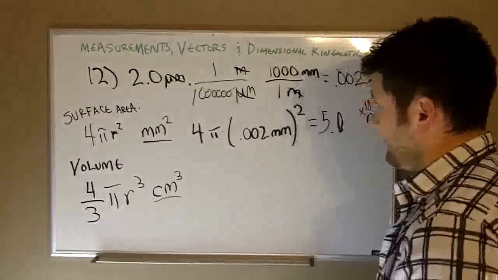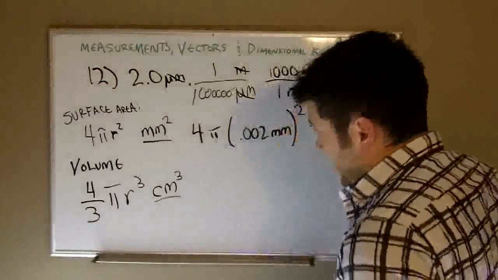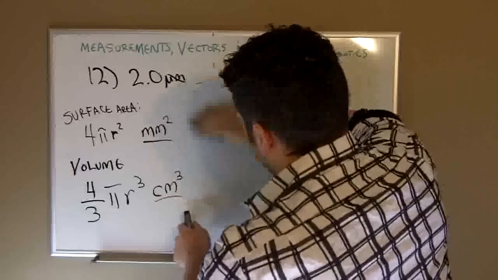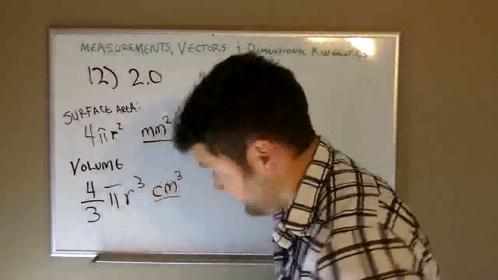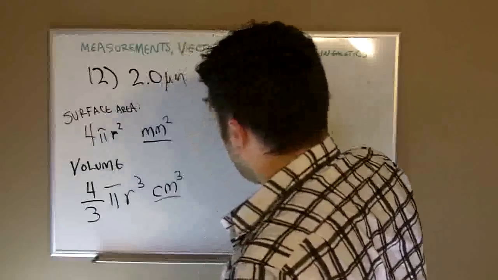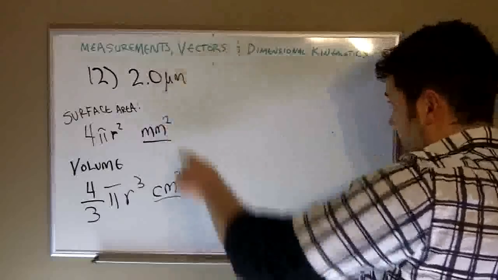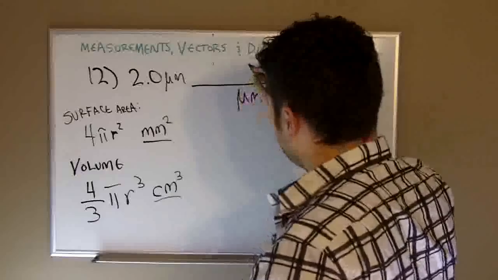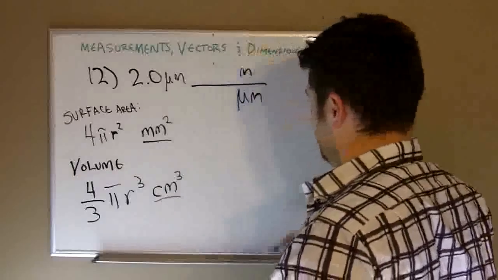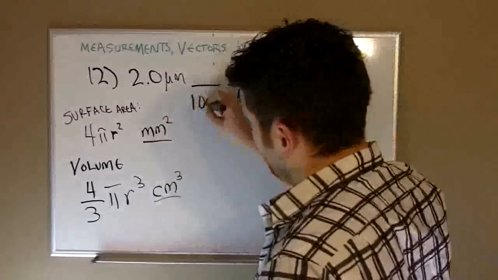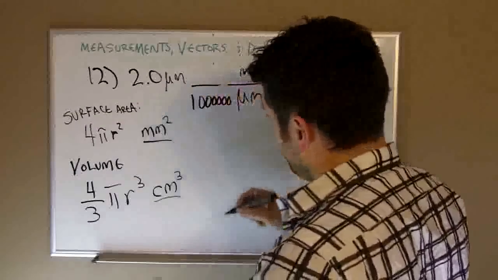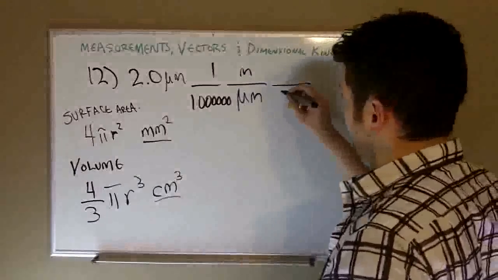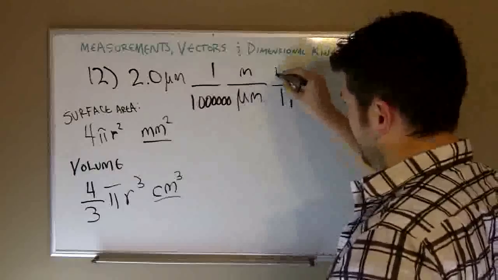But next thing we got to do, pretty much the same thing that we just did with the surface area, but now we're going to need centimeters. So we need to convert our micrometers into centimeters. Sorry about that. And again, we're just going to go through meters first. So we're just going to say 1 million to 1. And now centimeters to meters, in 1 meter, we're going to have 100 centimeters.